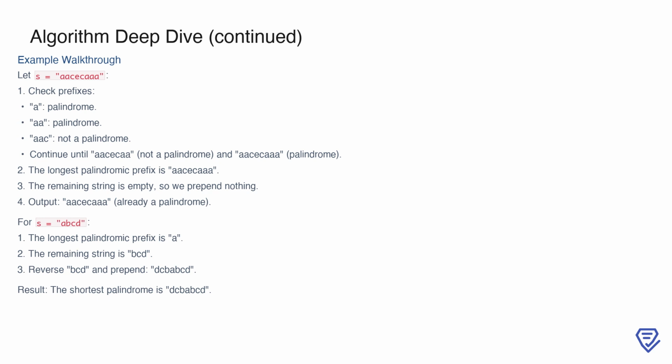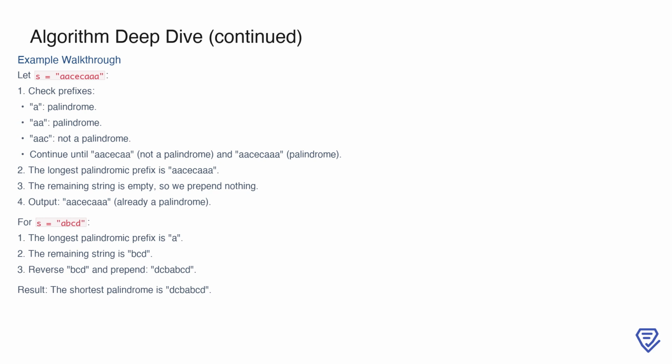Now, take s equals abcd. The longest palindromic prefix here is a. The remaining string, bcd, is reversed to form dcb and prepended to the original string. This gives us dcbabcd, which is the shortest palindrome for this input. These examples illustrate how identifying the longest palindromic prefix and handling the remaining characters ensures the solution is both correct and minimal.